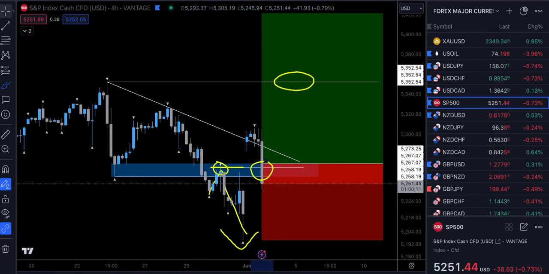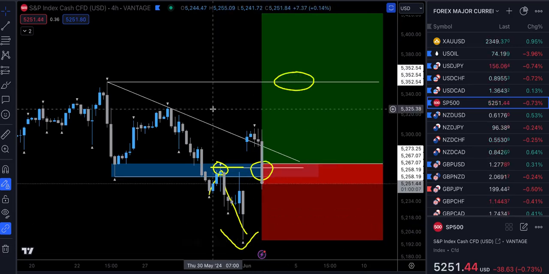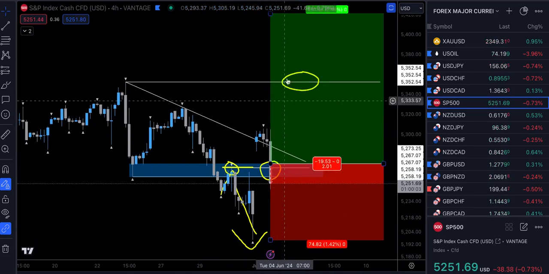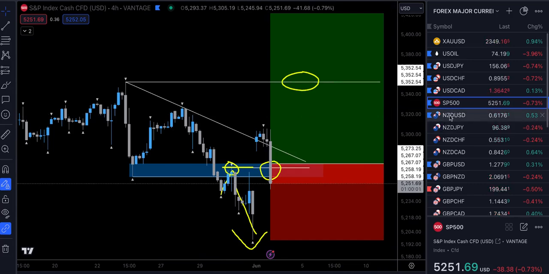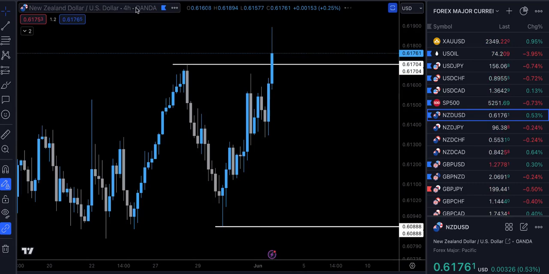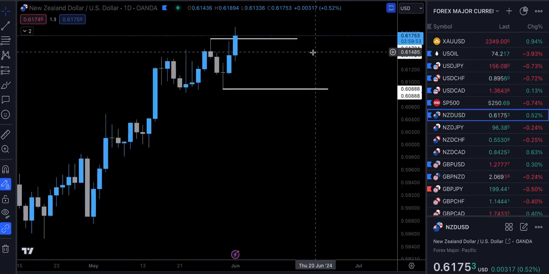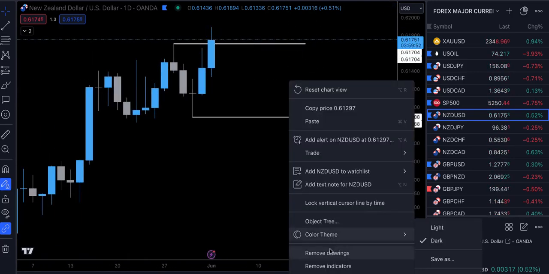Whether buyers look to hold this level, I have no idea, but I do know the probabilities have now shifted to the long side on the S&P. Okay, deviation reclaim, you can look to bid that back to the upside. Okay, that's S&P 500, crystal clear. Now NZD USD. Let's just jump in here.